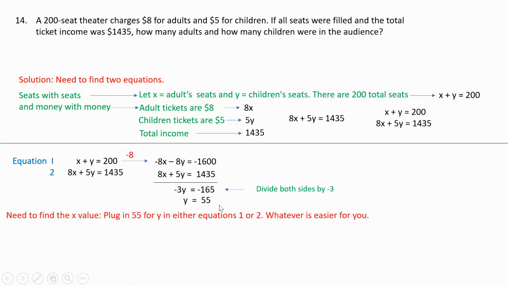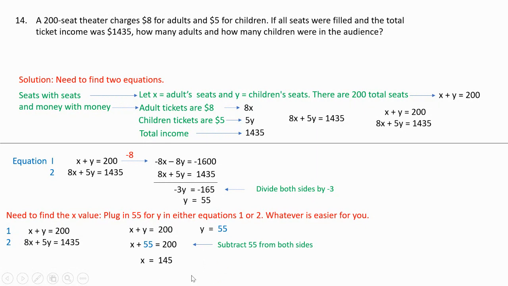Then we need to go back to either equations 1 or 2 and plug in the 55 for y. It's easier to go to equation 1. So we're going to plug in 55 for y. So here we subtract 55 from both sides. So x equals 145, which means x equals 145 and y equals 55. So x represents adult tickets and y represents children's tickets. So there were 145 adults and 55 children in the theater.